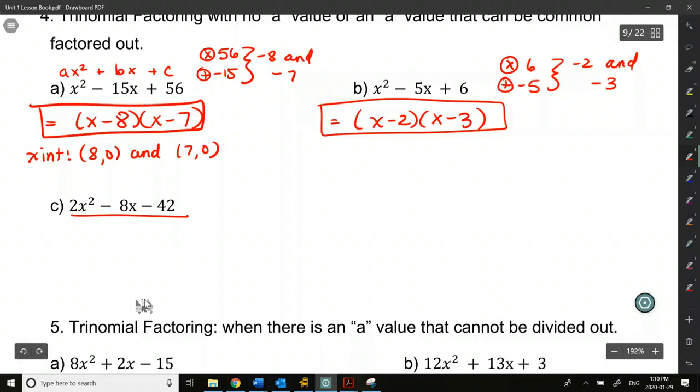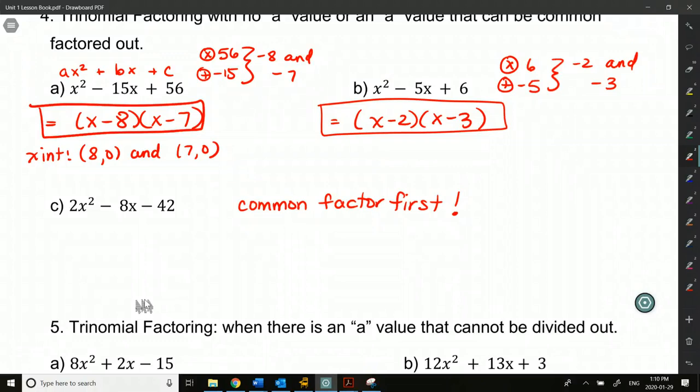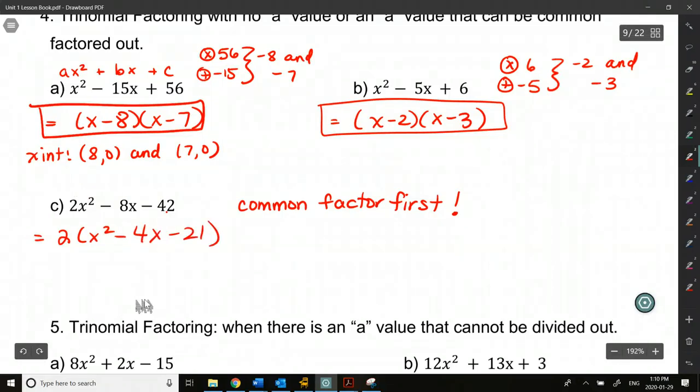Something like this, we can't easily factor in the form that it's in here. The big thing is that we always want a common factor first, because it makes our life 20 times easier if we can common factor and then do easy trinomial factoring instead of doing 2 times 42 in that whole process. So this has a common factor of 2 in each term, and then I can just factor the trinomial that's left inside.